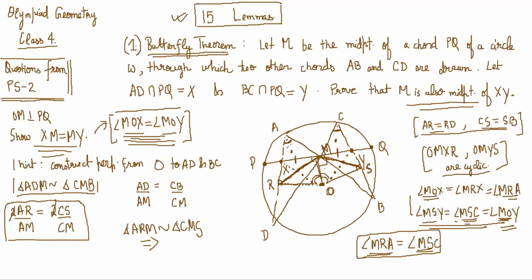These two angles, if we can prove they are equal, then we are done. To prove that, we note first that AMD and CMB are similar triangles by the AA property. Once they are similar, you write the ratio of the sides. You get AR by AM is equal to CS by CM. Also this angle is same because the same chord, same arc is subtending. The two sides are proportional and the included angle is same. So triangle ARM is similar to triangle CMS, which means angle MRA is equal to angle MSC, and therefore we have proved what we wanted to prove.